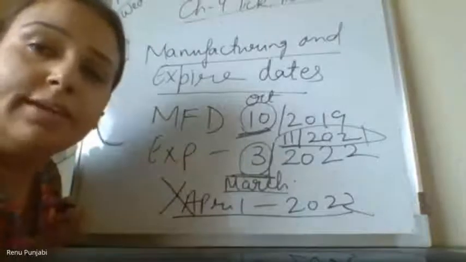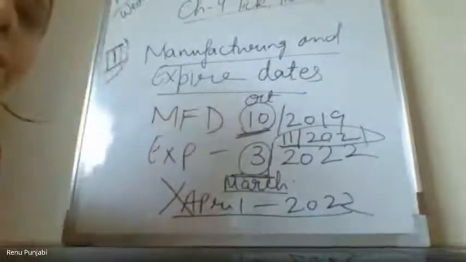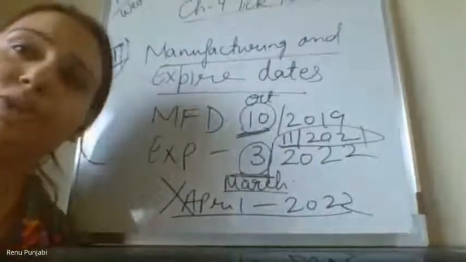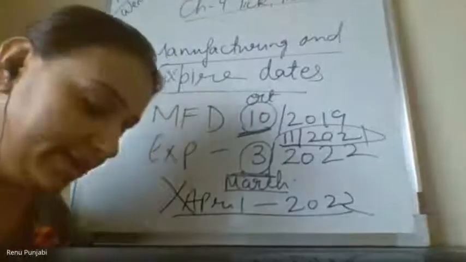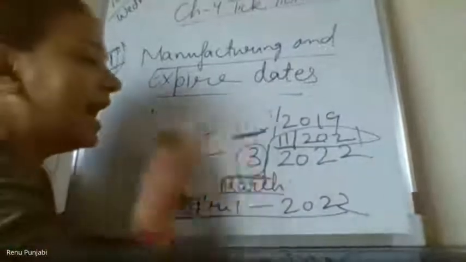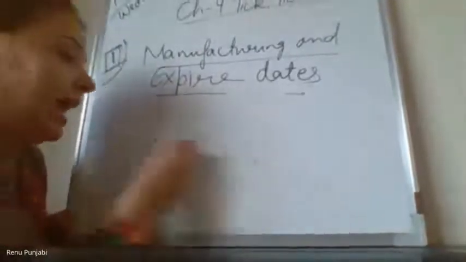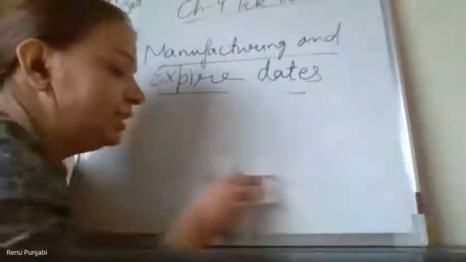So please, it is compulsory, children, to see the manufacturing and the expiry date. But you will also see on some products, only the manufacturing date is given and it's given that you will not be able to use it after 12 months.